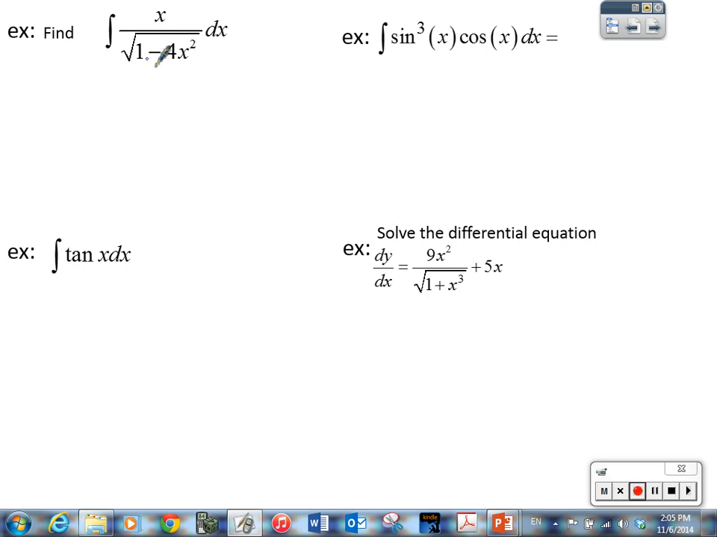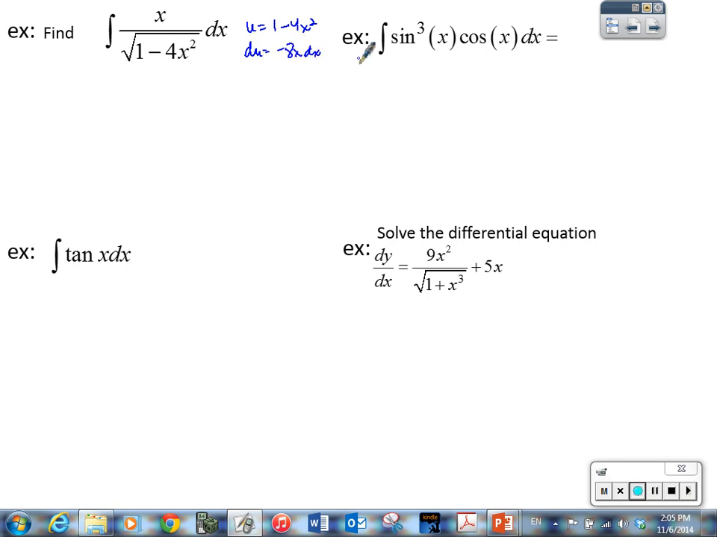Just make this part u. And that would work, right? Because the derivative of a constant is 0 and the derivative of x squared is a version of x. So let's do that. Let's make u 1 minus 4x squared. That means du equals negative 8x dx.